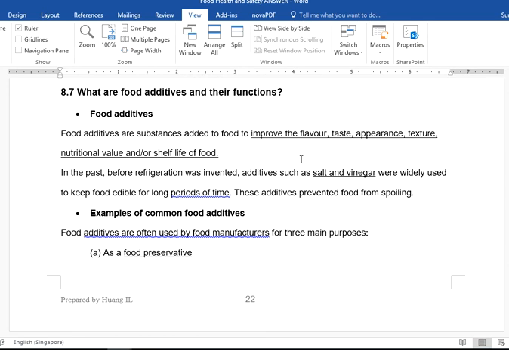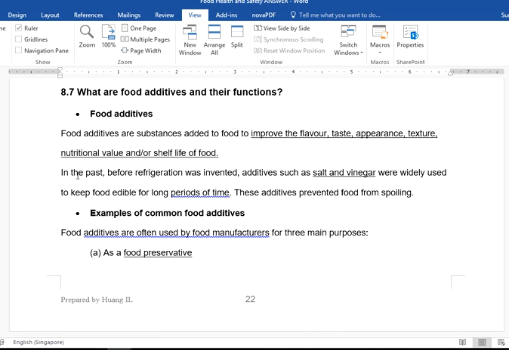So that when we look at food at the supermarket or shops, when we look at the nutrition label, the ingredients, and even the food inside the packaging, if we can see it, we'll feel like, not bad, this thing looks nice, we want to buy this particular food. So food additives are added on purpose by the food manufacturers.